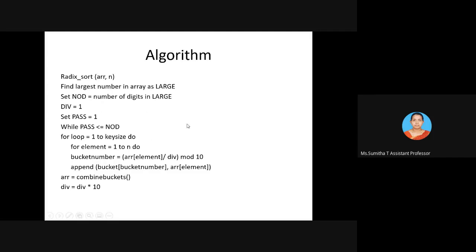Can anyone explain this algorithm? Find the largest number in the array as large. This is just logic. Set NOD as the number of digits. NOD is equal to the number of digits in large. Why are we finding the largest element and the number of digits in it? Based on this only we go with the passes, right?